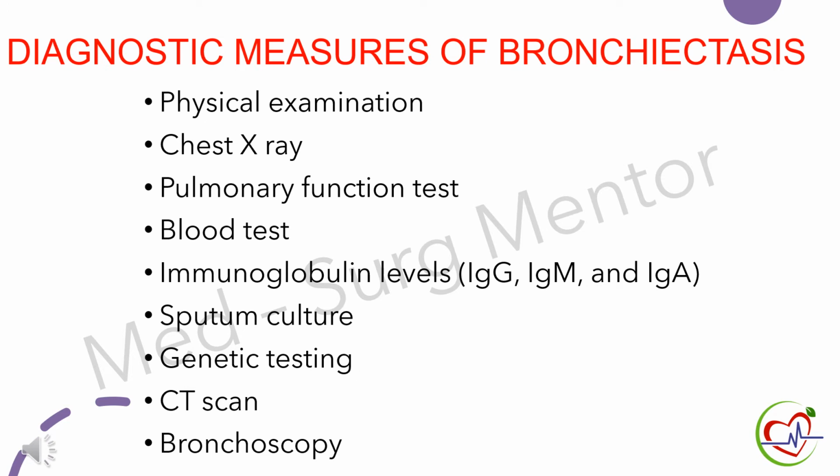Next is diagnostic measures of bronchiectasis. They are physical examination, chest X-ray, pulmonary function test, blood test, immunoglobulin levels such as IgG, IgM, and IgA, sputum culture, genetic testing, CT scan, and bronchoscopy.